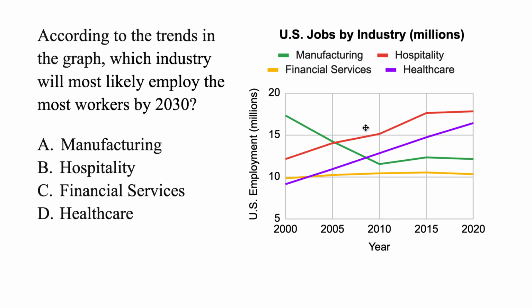This time we're given a graph with a bunch of lines. These represent US jobs by industry. How many millions of people have these 4 different jobs here? Let's go ahead and read it. According to the trends in the graph, which industry will most likely employ the most workers by 2030? Okay, so which of these 4 industries will employ the most workers by 2030?